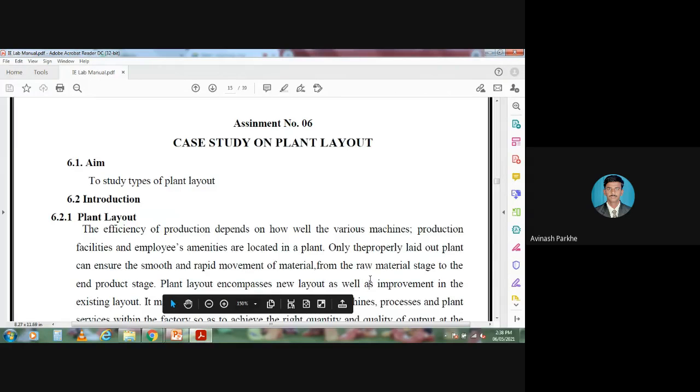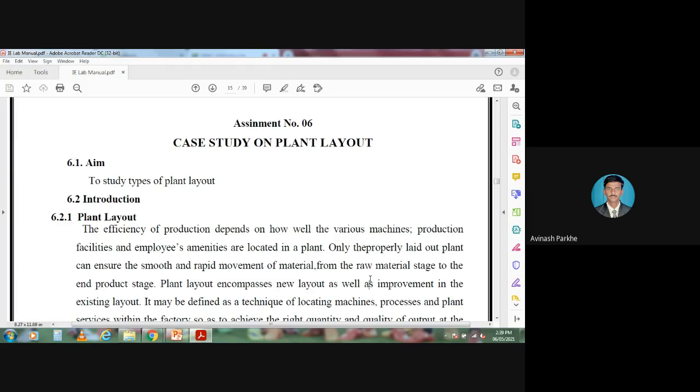So we can continue with your write-up part. If you see here, assignment or experiment number 6 is a case study on plant layout. Whatever we discussed in chapter number 5, facility location and plant layout, in that we discussed all the types of layout: process layout, product layout, fixed position layout, then group technology. So total 4 types of layouts we discussed in chapter 5.